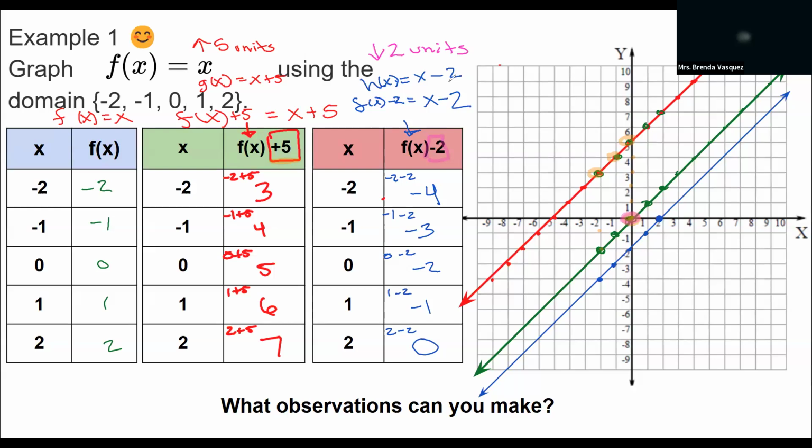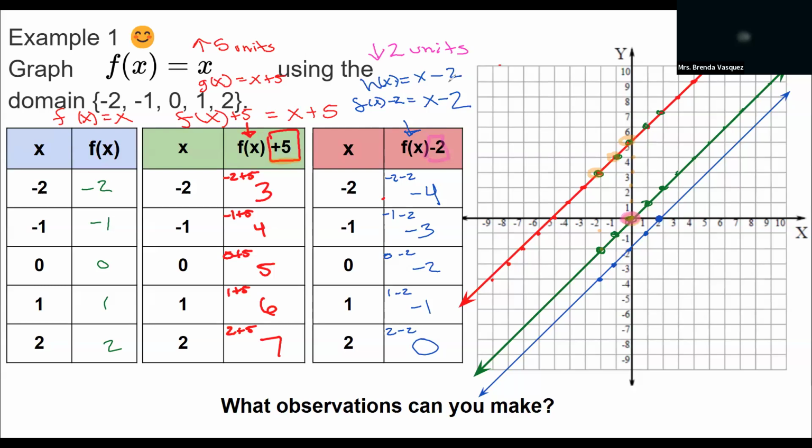So what does this parameter k do? It transforms my function, whatever is given to me. Right now, we're just analyzing the parent function of x. And I added 5, I added a constant of 5, it moved my function 5 units up. If I subtracted 2, I moved my units 2 units down.